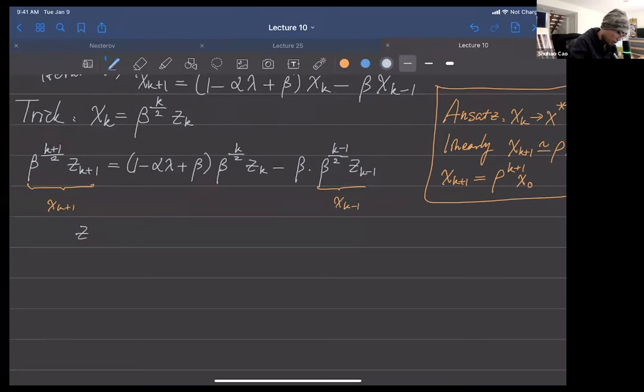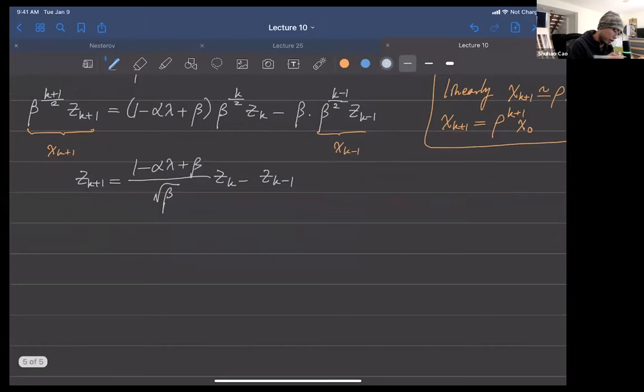so we have this z_{k+1} equals (1 minus alpha lambda plus beta) divided by square root of beta, z_k, subtract z_{k-1}. Okay. Now what happens is once we get this recurrence relation, we let u equals this guy. And then this implies this is our recurrence relation.